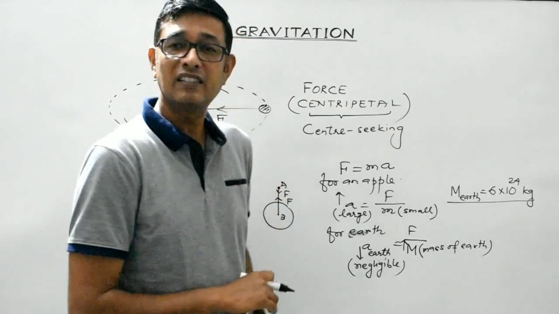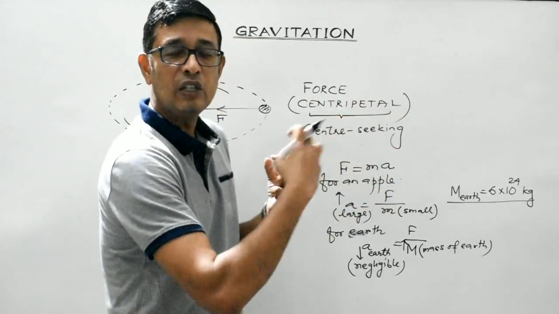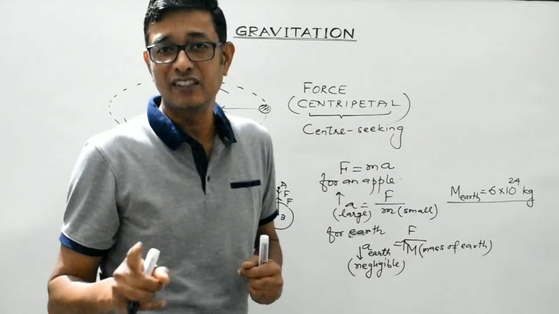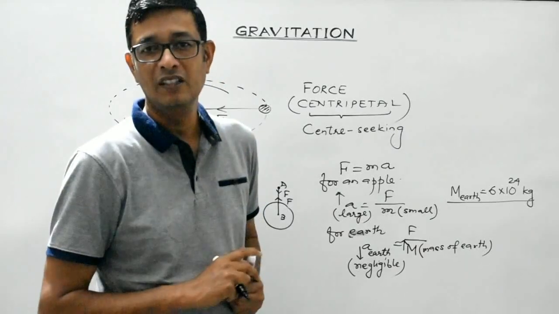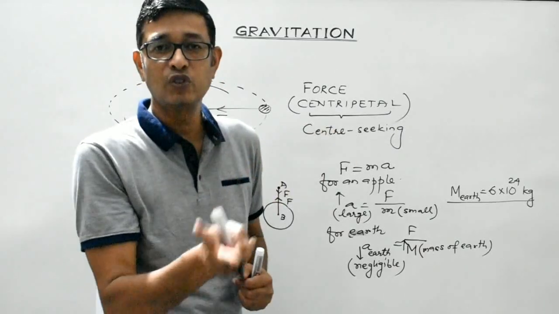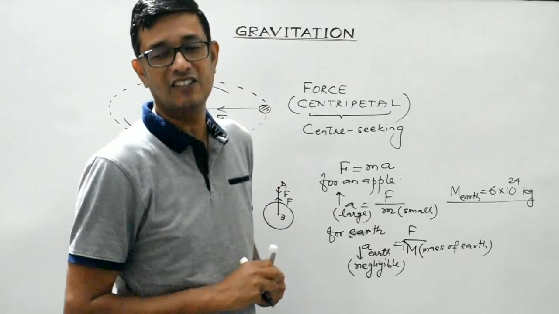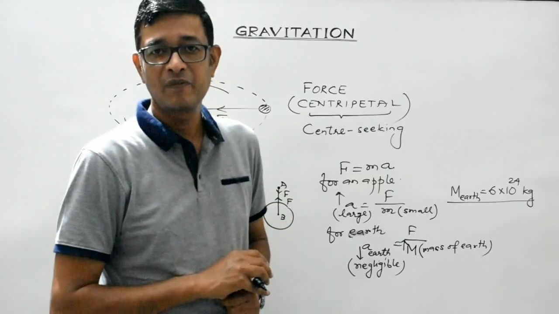So, what I mean to say is that any two material bodies exert equal and opposite forces upon each other. Whatever force is exerted by the apple on the Earth, the same force is exerted by the Earth on the apple. But the acceleration produced in both the bodies would be different because of their different masses. I hope you have understood the concept.